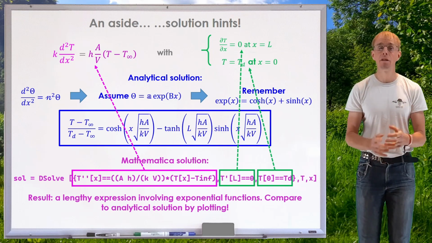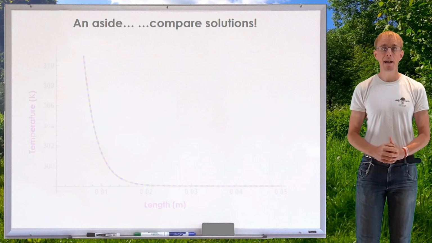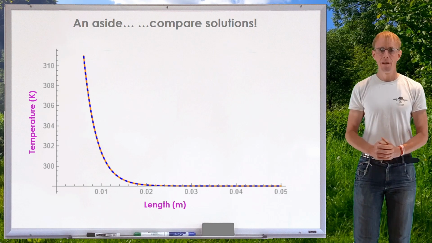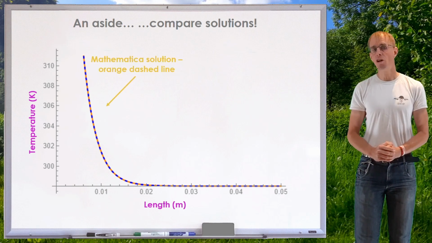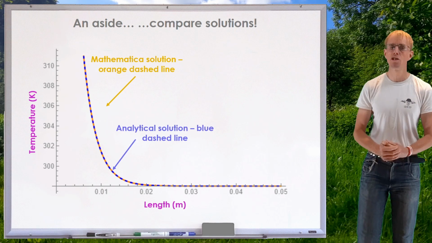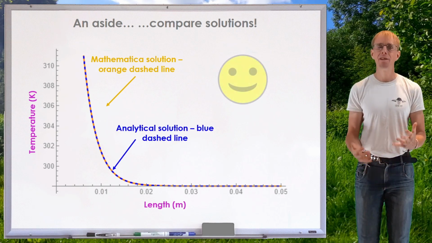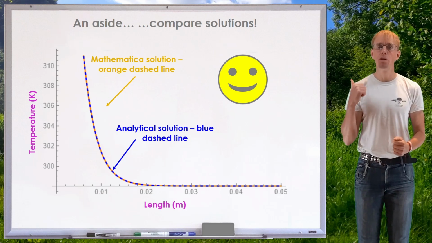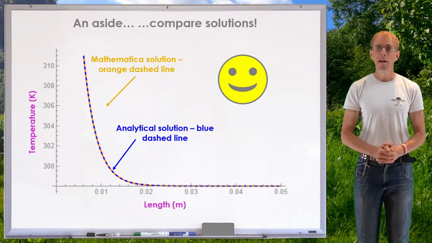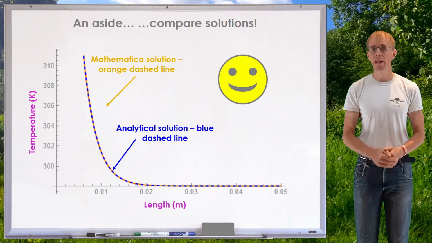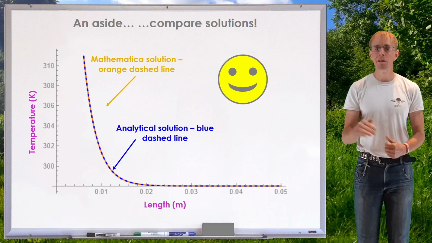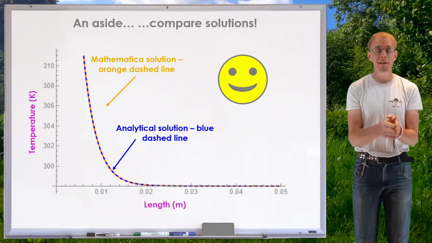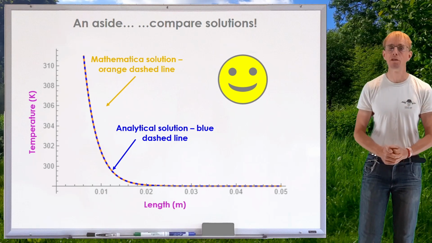So let's compare the solutions by plotting them out. And if we plot the two solutions out, we get something that looks like this. The Mathematica solution is the orange dashed line. The analytical solution is the blue dashed line, and they're the same. Moreover, what this tells us is that our mental model was right. We've got our temperature decaying with length in a curvy manner, ending up in a zero gradient at the end of the film. There we go, so our mental model is right. This is the type and form of answer that we would expect.